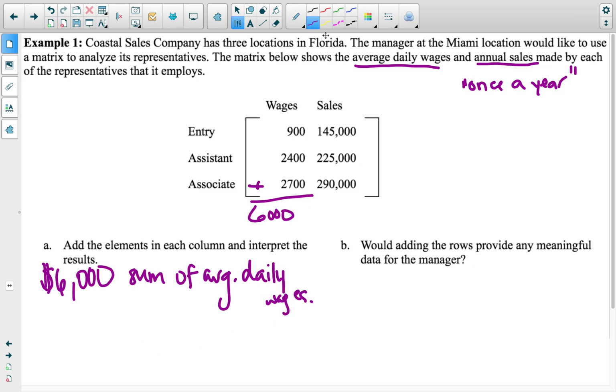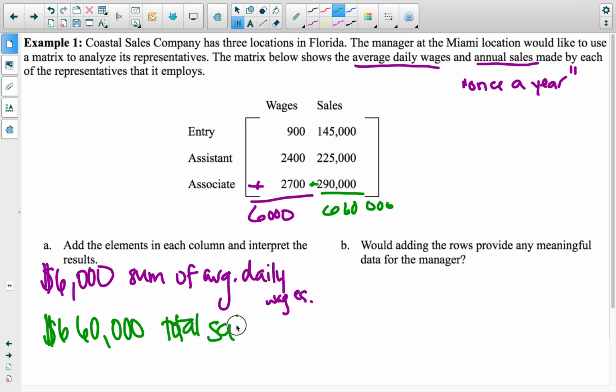Okay, and then let's see, we add up the other column, add up the sales. When we do that, we get, I think, 660,000. So it tells us that 660,000 was earned in total sales. All right, so it's just to get us thinking about units and what's happening.